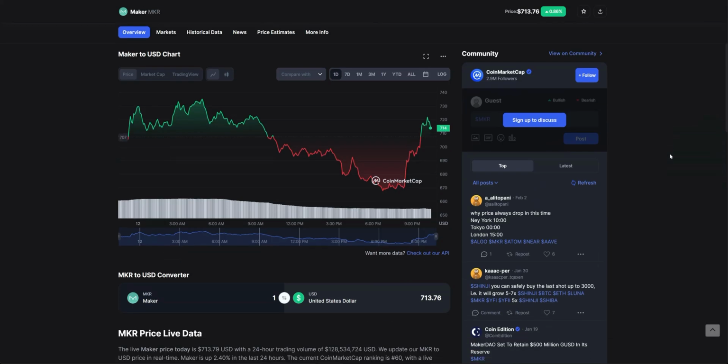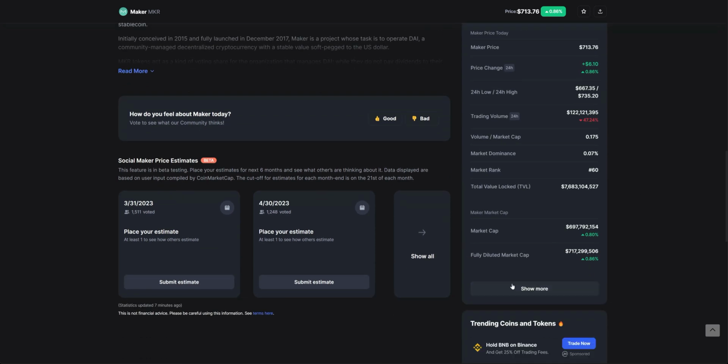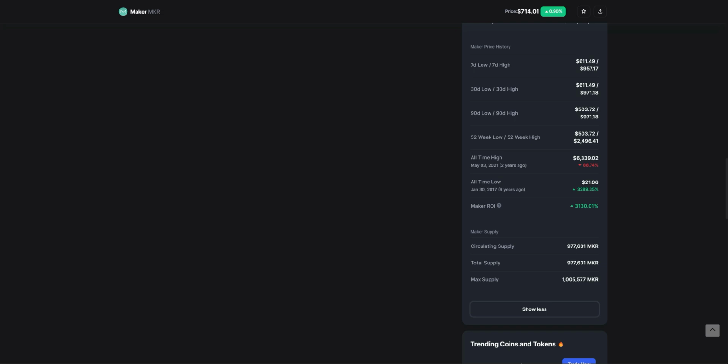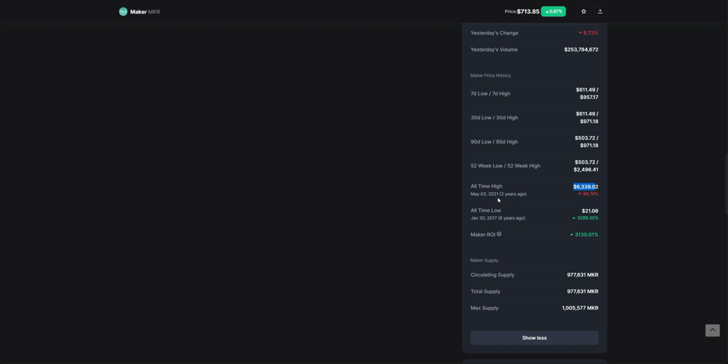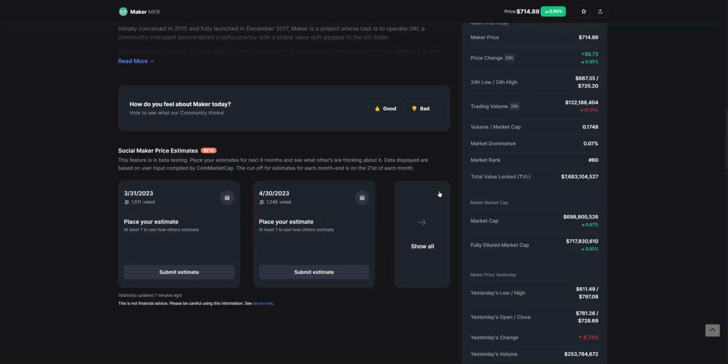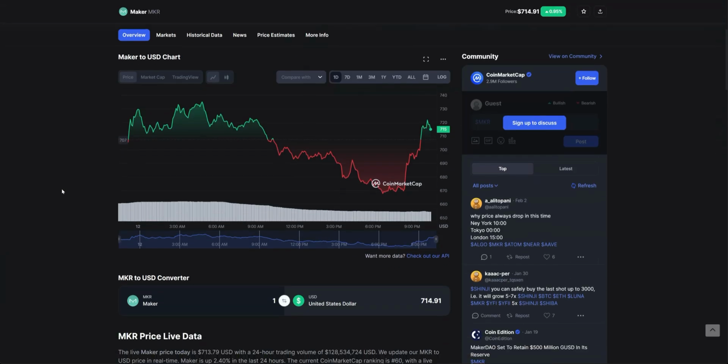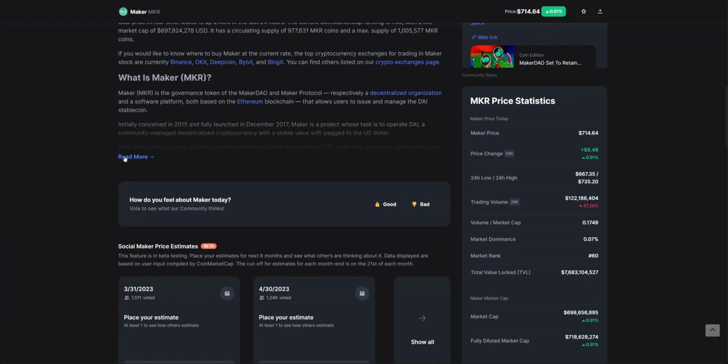Now, what's interesting is that's not even the all-time high. As a matter of fact, let's look at the all-time high. The all-time high is actually down by over 88%, and it was at 6,339. That was, of course, back in 2021, the year of the most massive bull run ever. Like I said, MAKER is a governance token, and they are actually the ones issuing the DAI stablecoin.